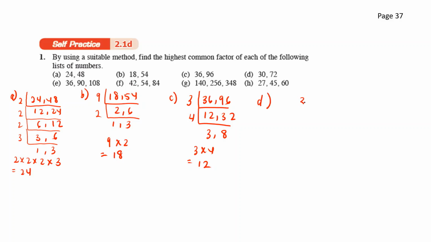For D, we have 30 and 72. So here dividing it by 3, we have 10 and 24. Dividing this again by 2 gives us 5 and 6. But 5 and 6 cannot be divided furthermore. So here we have 3 times 2, and that will give us 6.